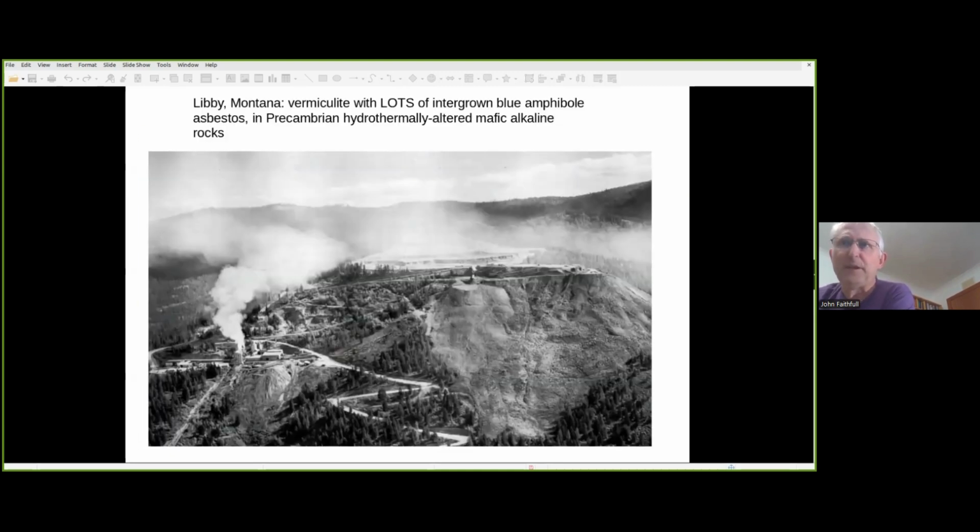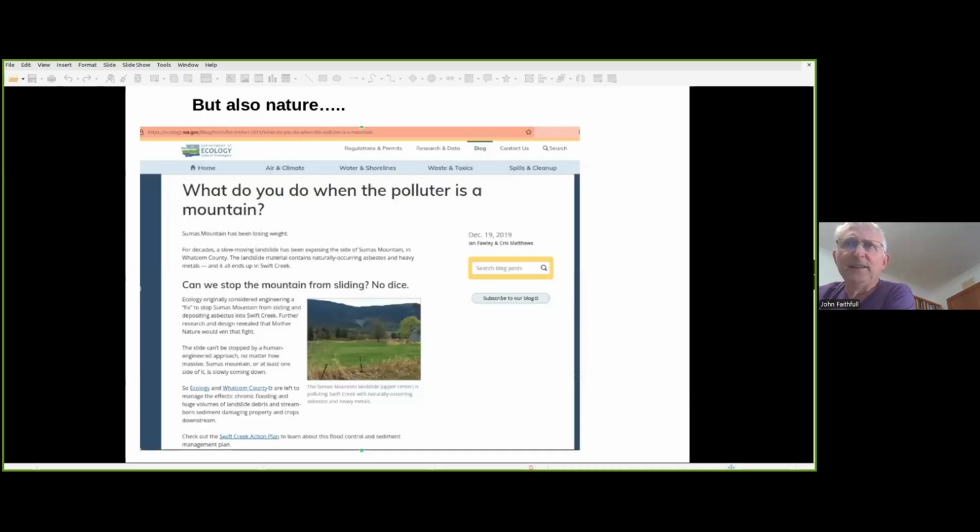This is the famous Libby, Montana vermiculite deposit, which sounds like a harmless material, but this particular vermiculite was intergrown, as I say, with amphiboles, and has been a really serious cause of asbestos-related diseases. And indeed, there are also chrysotile and other asbestos exposures that are completely natural.